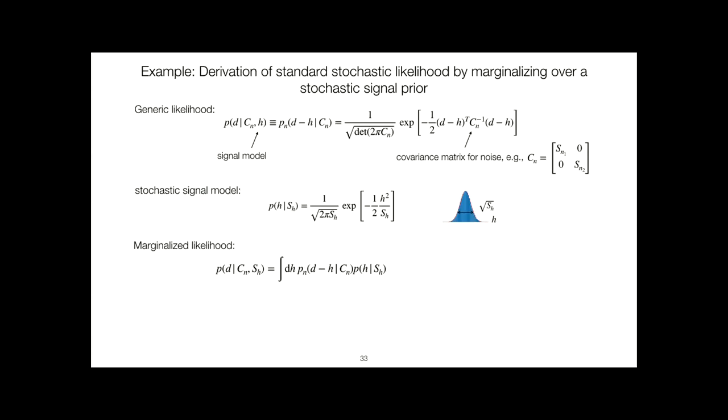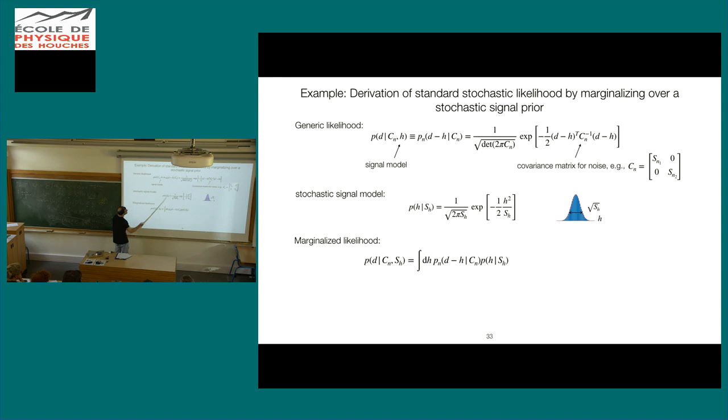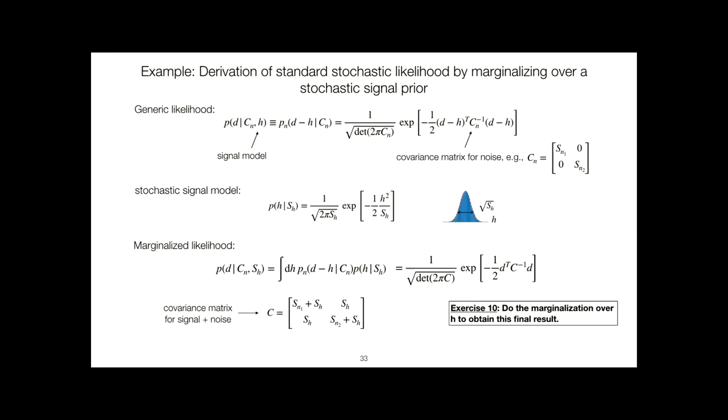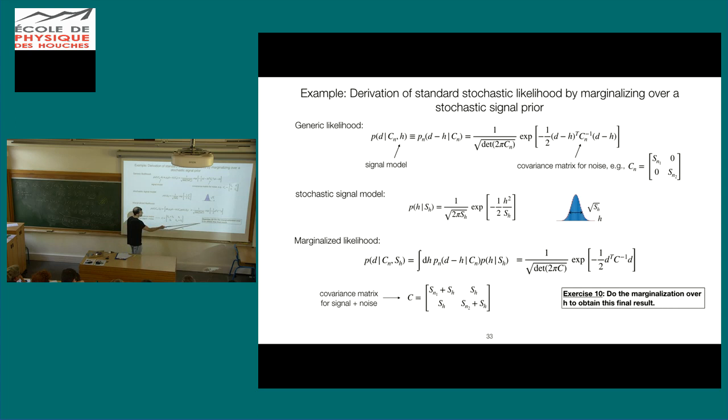And to get the marginalized likelihood, we take this generic likelihood, which depends on C_N, the noise covariance matrix, and H. We multiply it by the stochastic signal model, and then we integrate over H, okay? When we do that, we get something that only depends on C_N and S_H. The H dependence has gone away. And the claim is, and I'm asking you to do this as the final exercise, that if you do this marginalization over H, you recover the standard likelihood function for a stochastic signal, where this D here is now just the data, not D minus H, and this covariance matrix C is the full covariance matrix for the data, which consists of the signal components and the noise on the diagonal.